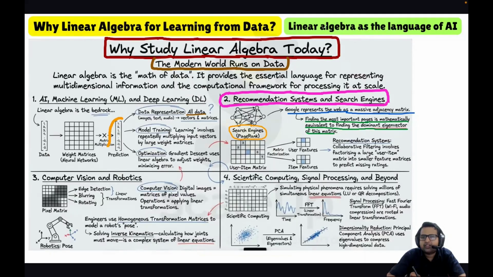Similarly, in recommendation systems also, we make use of linear algebra. You know that we have seen recommendation engines on any e-commerce platform. If you visit, it recommends you some products. If you explore an OTT platform like Netflix, it recommends you movies. If you visit LinkedIn, it will recommend you connections to follow. So that is what a recommendation engine is.